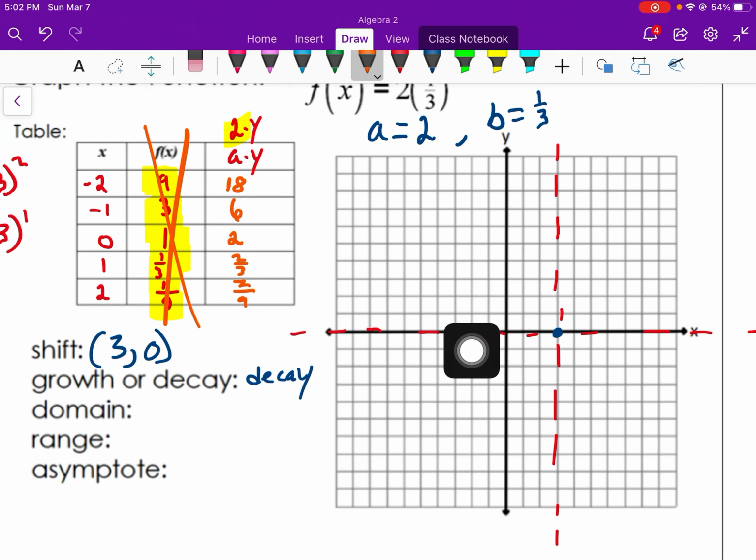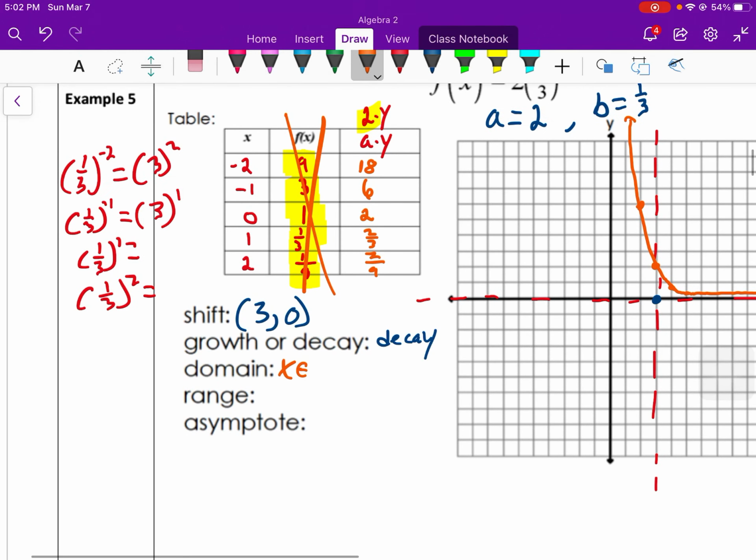So our first ordered pair is -2, 18. So that's way off the graph. So let's go to the next one. It's -1, 6. So -1, 1, 2, 3, 4, 5, 6. 0, 2, 1, 2/3. Again, it's a decay here, so it's going to approach our asymptote. And then 2, 2/9. So really quickly goes up here and then approaches this line.